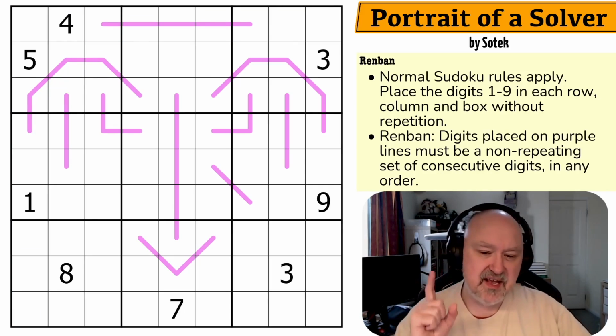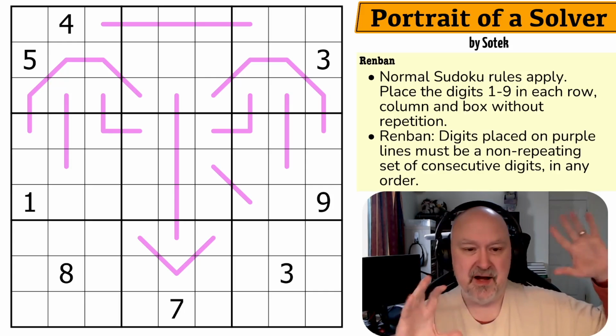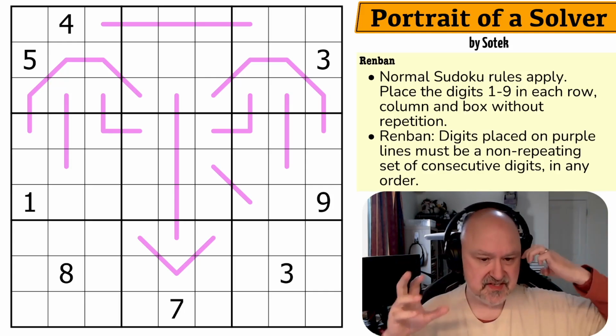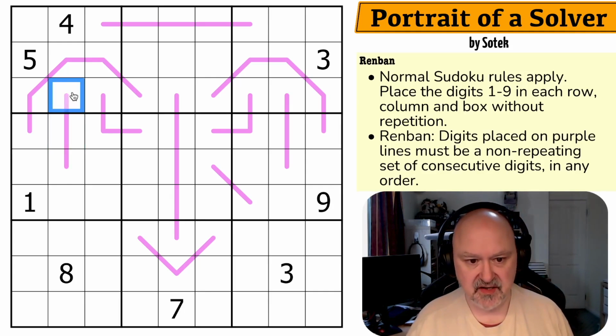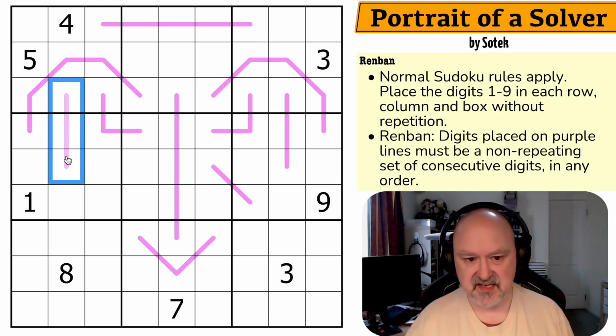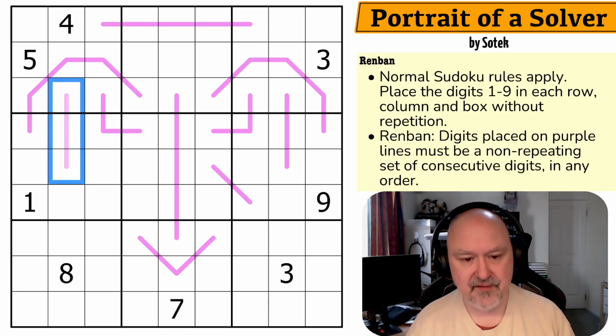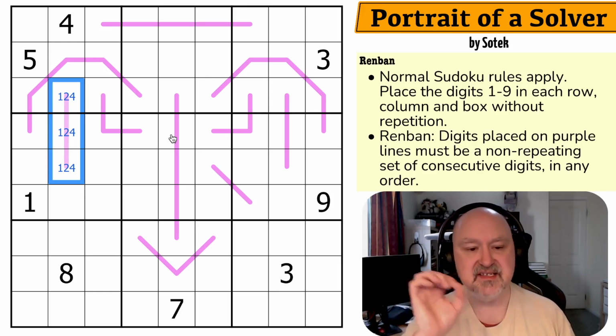Renban is the rule set that seems to confuse the most people. When you have a Renban line, the digits that are on the line, if you were to take them off and sort them, must be a run of consecutive digits. So, for example, on a 3-cell line, you could have 1, 2, and 3. You could have 2, 3, and 4. You couldn't have 1, 2, and 4 because that is not a consecutive run of digits.